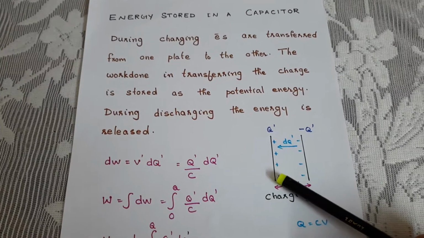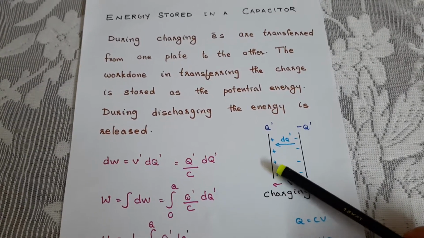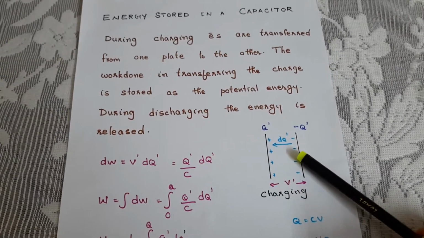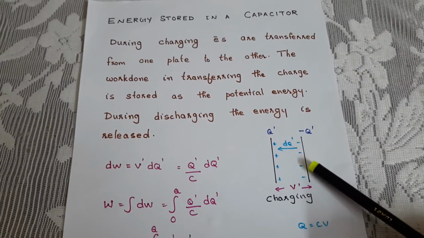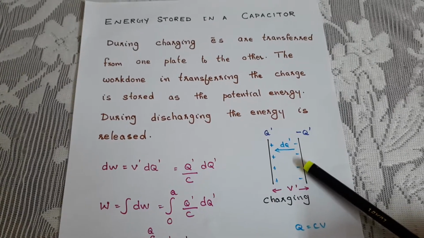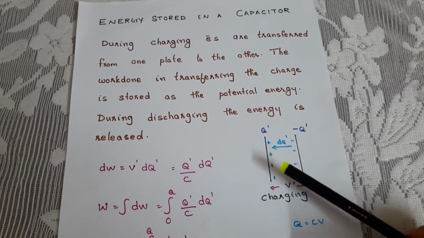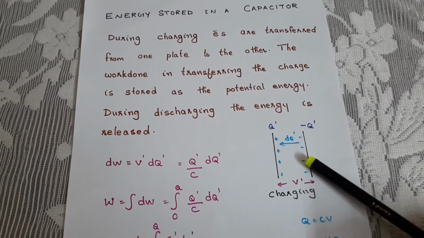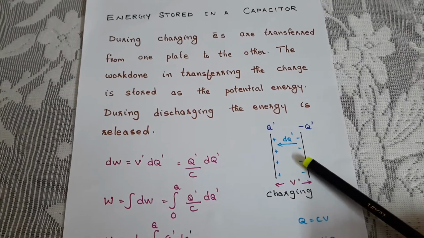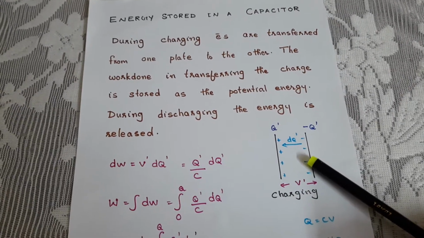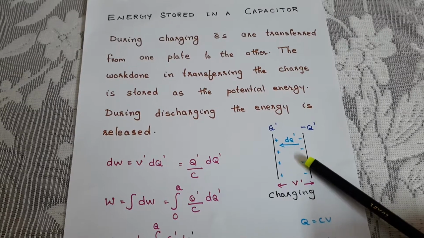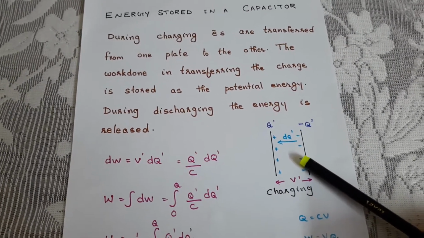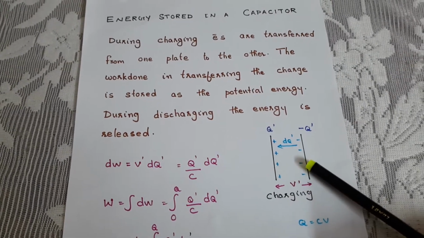The plate which loses electrons acquires positive charge and the plate which gains electrons acquires negative charge. The work done in transferring the charge is stored as the potential energy of the capacitor. During discharging, this energy is released. Let us calculate the work done in transferring the charge Q from one plate to the other plate.